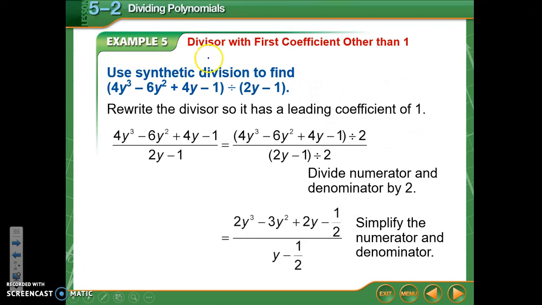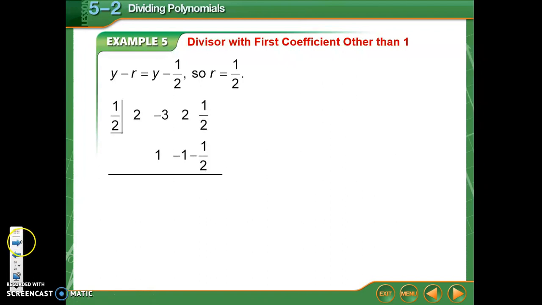Okay, last example. Remember I told you that synthetic division only works when the leading coefficient, and I think I told you the wrong thing actually earlier, the leading coefficient of the divisor has to be 1. This needs to be a 1. So what we're going to do is rewrite it so that it does have a leading coefficient of 1. So in order to make that happen, I have to divide everything by 2 in the numerator and the denominator. So that's how we got to here. We divided everything by 2, right? So instead of having 2y minus 1, I have y minus 1/2, and everything in my numerator was also divided by 2. So we're going to set up our synthetic division just the same way that we did before.